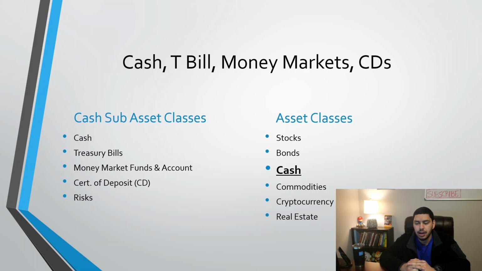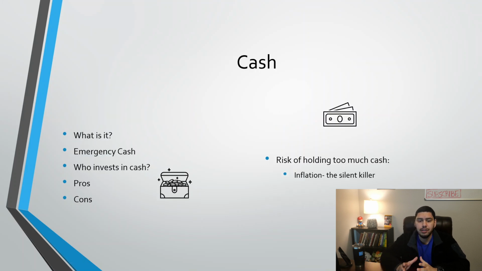So when I say cash, yes, I do mean cash as paper money that you put in a shoebox under your bed, but I also refer to cash as short term investments like treasury bills, money market funds, and CDs. That makes up the asset class cash. So let's talk about what is actual cash. Cash is your money that you have in your checking and savings account. It's also the physical money that you have in your pocket or hidden in your bedroom closet under a shoebox. Cash is basically your money sitting there doing nothing.